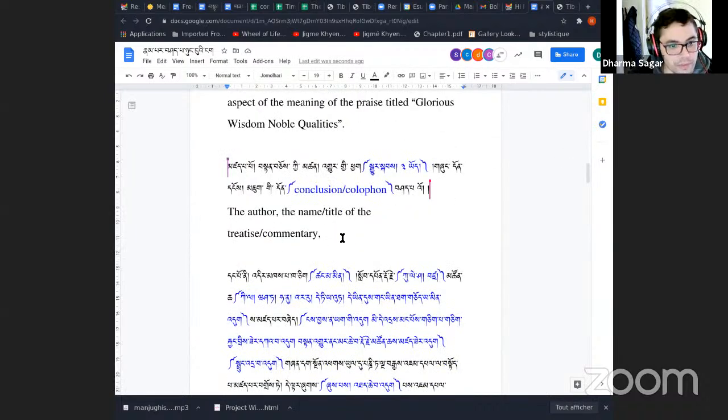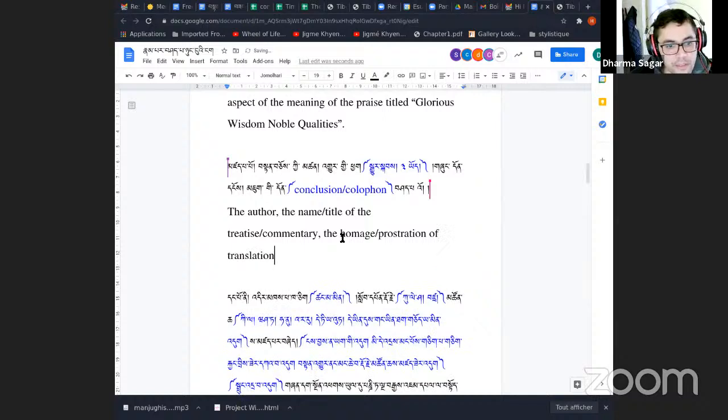Okay, so the name of this, then the homage, prostration of translation, Gyurgicha. Here it is for the purpose of translation. Then Shungden me, the meaning of the text itself, the actual meaning of the text, which means the subject matter, so the commentary itself.